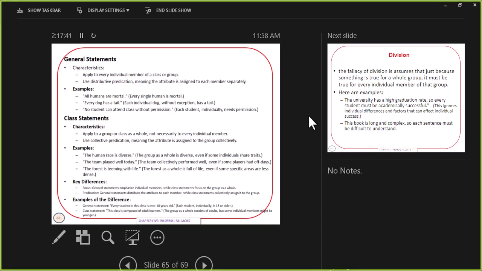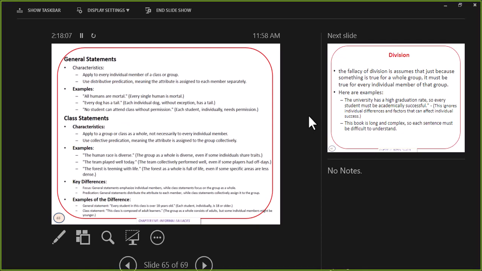Right? Characteristics. General statements apply to every individual member of a class or group. They use distributive predication, meaning the attribute is assigned to each and every member of the group separately. Example, all humans are mortal. Every single human is mortal. Every dog has a tail. Each individual dog, without exception, has a tail. No student can attend class without permission. Each student individually needs permission.